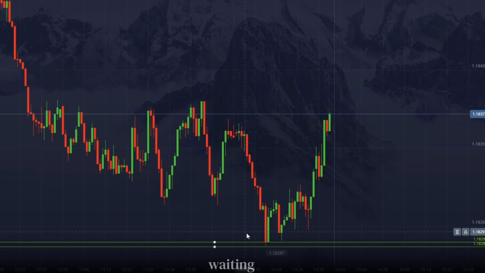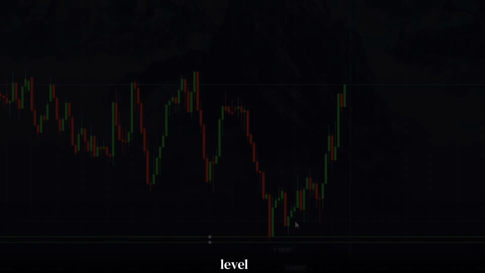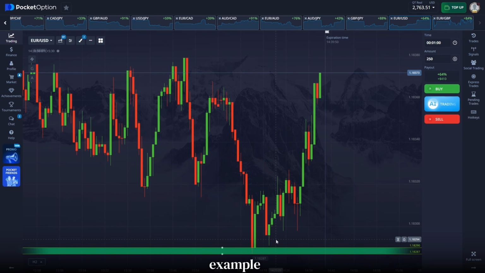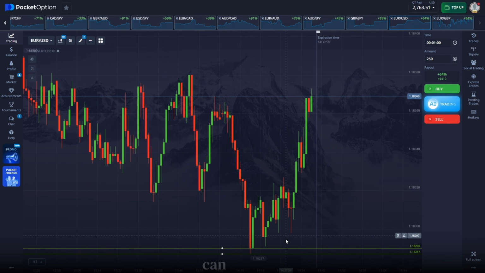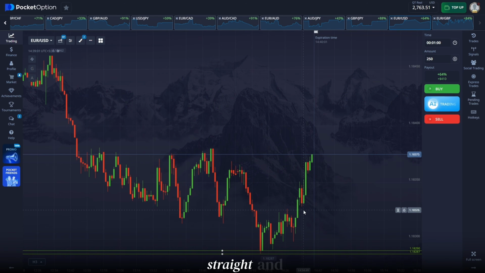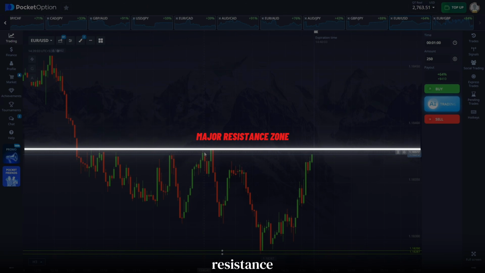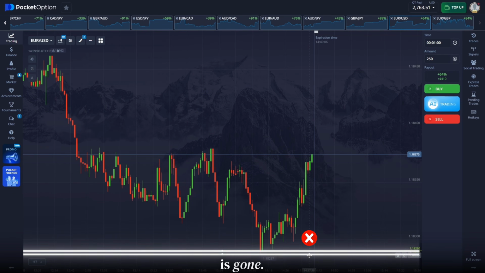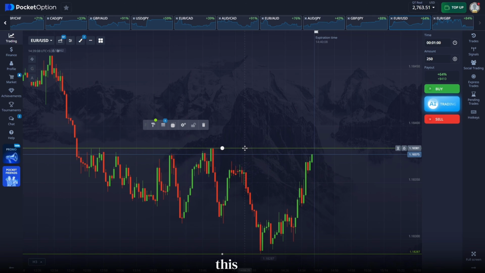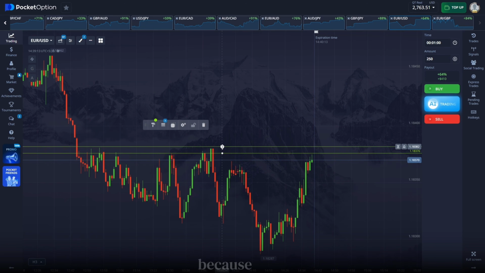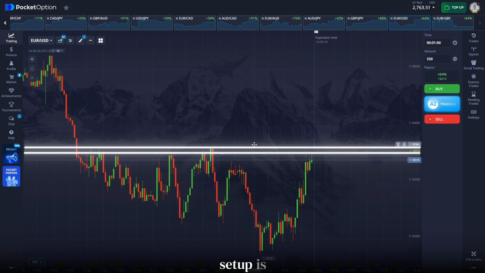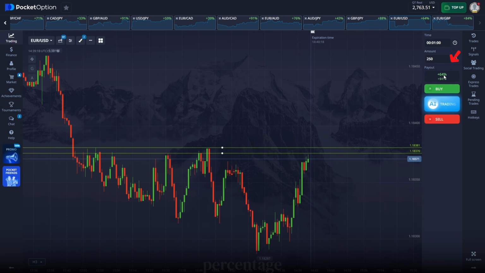Let's wait now. On the Euro US dollar chart, I was waiting for the price to hit this support level so that I could show you another example of the reversal trading strategy that I used on the very first trade of today's session. But as you can see, price is now going up straight and it is about to hit this major resistance zone. This opportunity is gone, and if I want to use this zone for a reversal, I will not make that much money, because even though the setup is really good, the payout percentage is too low.